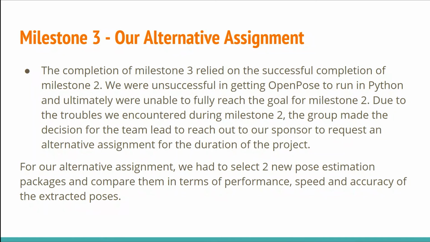Moving on to Milestone 3, we ended up having to do an alternative assignment. The completion of Milestone 3 originally depended on us successfully completing Milestone 2. Since we were unable to get OpenPose to run in Python, we ultimately were not able to fulfill the goal for Milestone 2. Because of the troubles we encountered during Milestone 2, the group made the decision for the team lead to reach out to our sponsor and request an alternate assignment for the duration of the project.